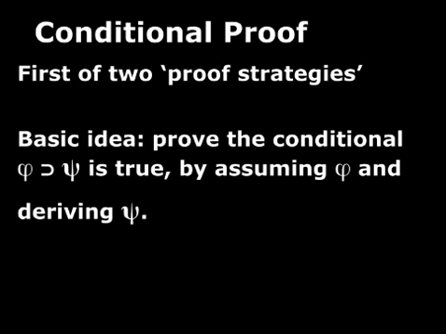Now, I'll describe it, but then it'll make more sense when you start seeing some examples, and then you can come back to this description again to solidify your understanding of it. The basic idea is you prove a conditional, you derive a conditional if phi then psi. How? Well, you assume phi and derive psi. Okay, that's the basic idea.